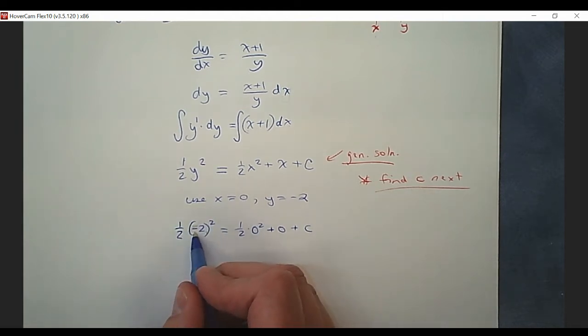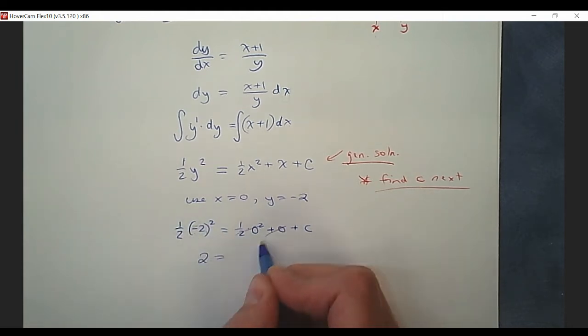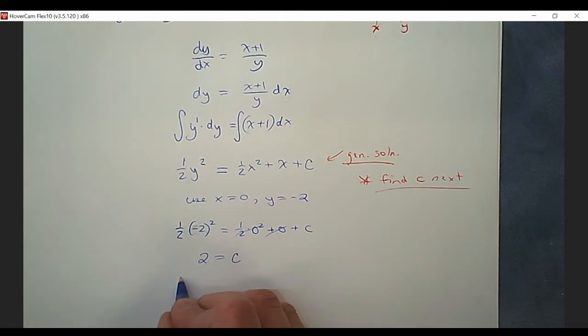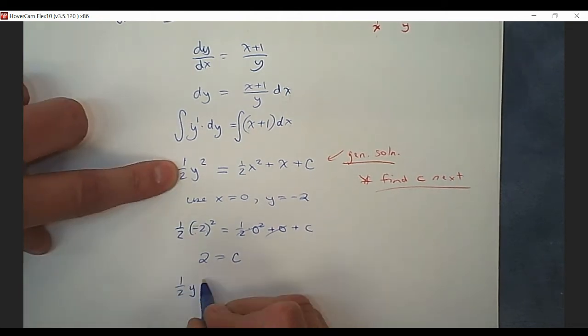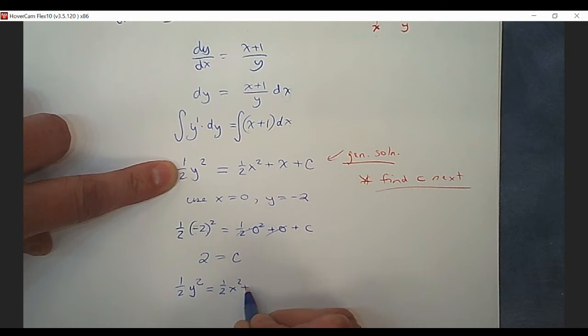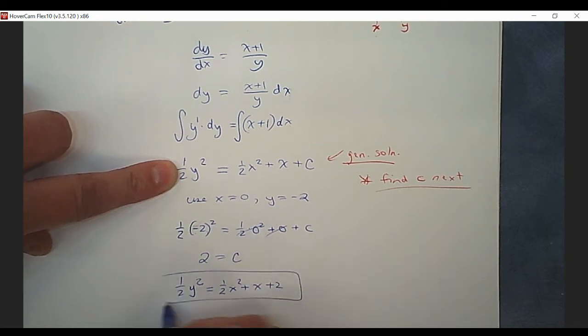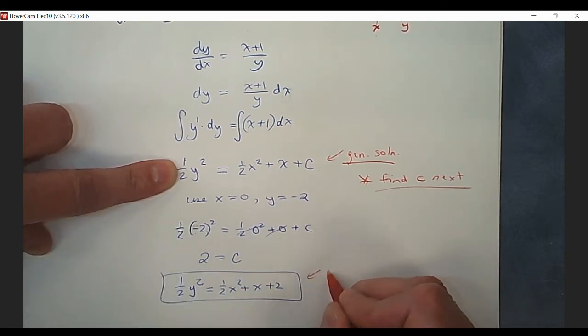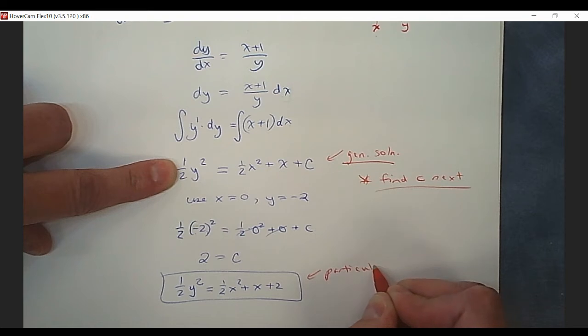So this is going to be 4. 4 times 1/2 is 2. This is 0. This is 0. We found c. So if I go ahead and plug into the general solution the value of c that we just discovered, we now have what's called the particular solution. I probably should not have boxed it, but this is the particular solution.